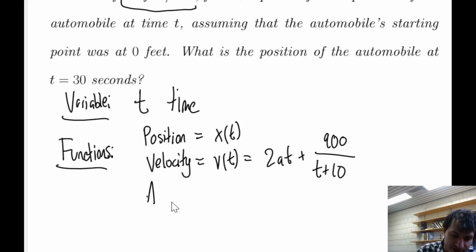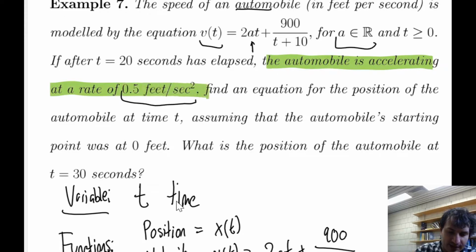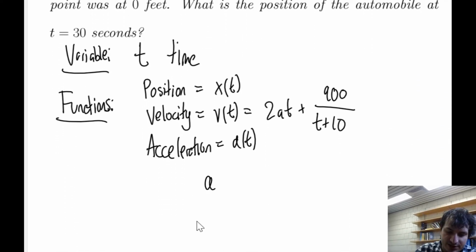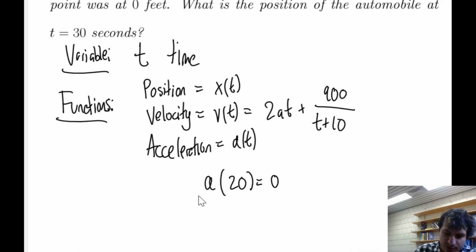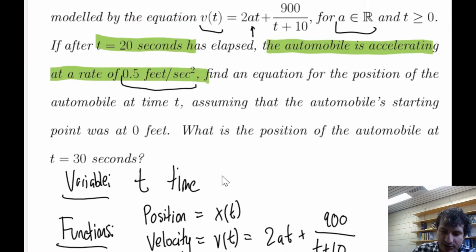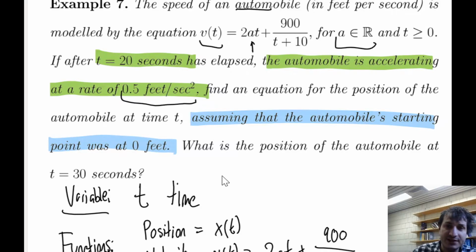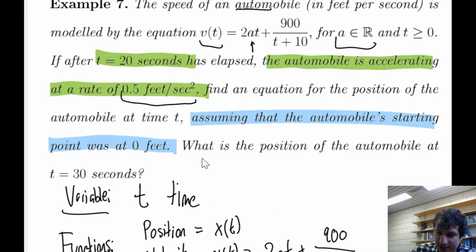And there's also acceleration, and that is appearing in part of the problem as well. This is a of t, and we are told the acceleration at a certain point, t equals 20, is 0.5 feet per second squared. So the acceleration a of t satisfies a of 20 equals 0.5. What else are we told? We're told the position of the automobile started at 0 feet. That's saying x of 0 equals 0. And that's all we're told.